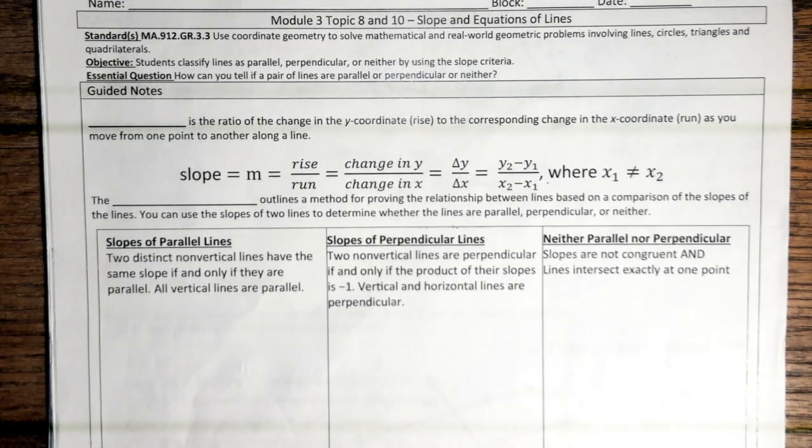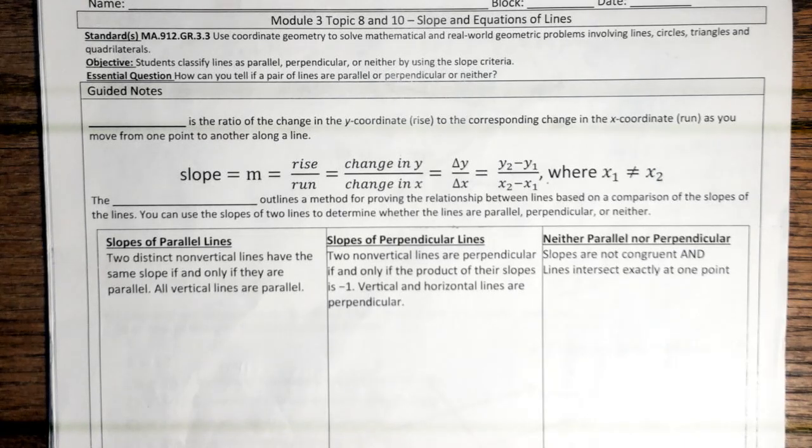Welcome back, students. In this video, we're going to work on Module 3, Topic 8 and 10. This is slope and equations of lines. The standard for this topic is GR 3.3. Use coordinate geometry to solve mathematical and real-world geometric problems, including lines, circles, triangles, and quadrilaterals.